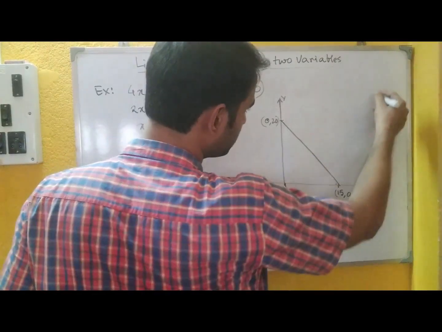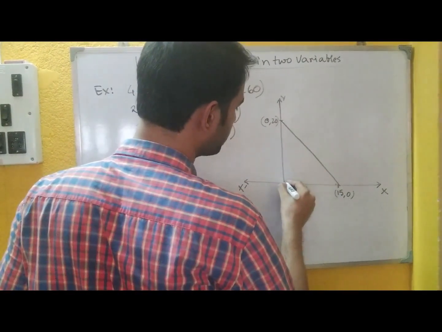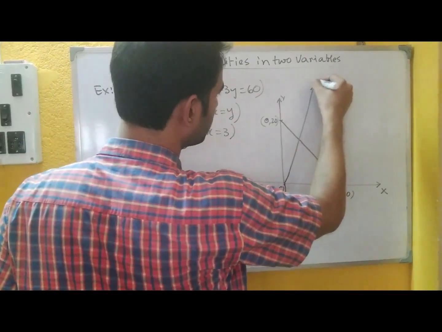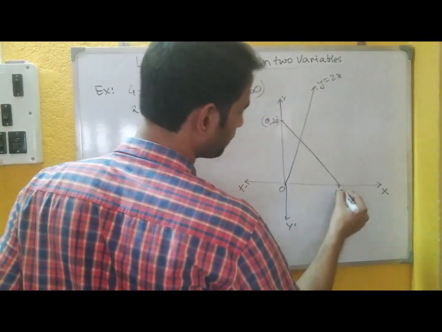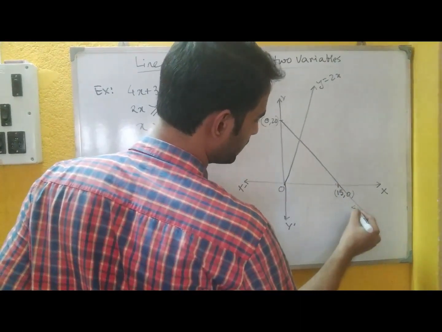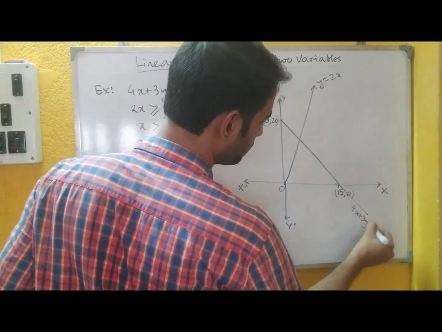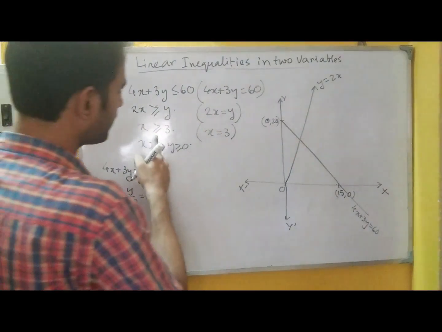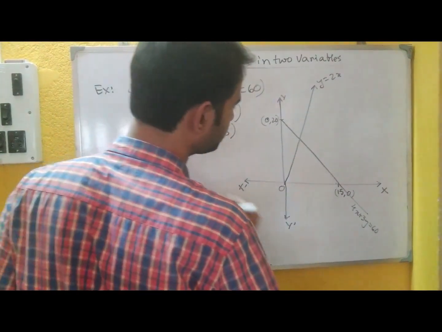So y equals x is making a 45-degree angle, then 2x will make a little much more. So this will be the line y equals 2x. This line is 4x plus 3y equals 60. And finally it is x greater than or equal to 3, that means x equals 3.